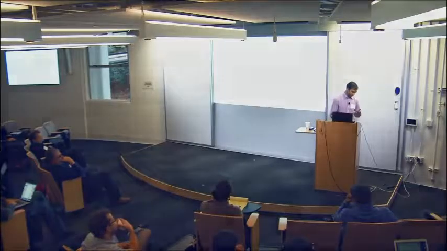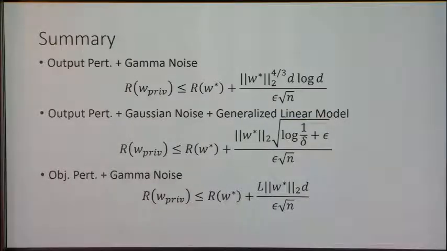Well, let me summarize the results that we have seen so far for the various regularized empirical risk minimization algorithms. If we have output perturbation with gamma noise, then we have the correct dependence on N, but there is a dependence on D, and the dependence on W star is also not correct. But if we have output perturbation with Gaussian noise in a generalized linear model, then we have the correct dependence on W star, N and D. And similarly, if we have objective perturbation with gamma noise, then we have a dependence on D.